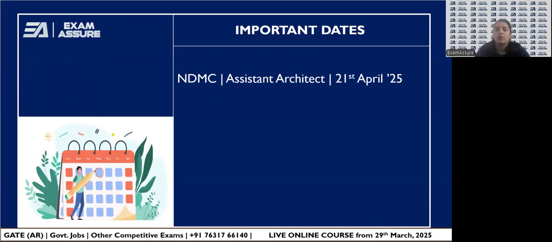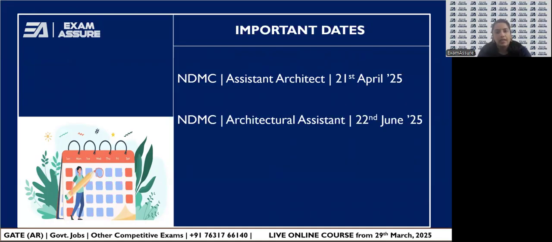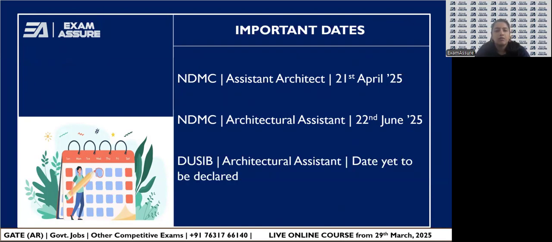First being for the post of Assistant Architect at NDMC, which would be conducted on 21st of April. Another examination that would be conducted is for the post of Architectural Assistant, again at NDMC, on the 22nd of June 2025. And the third one is for the post of Architectural Assistant, which would be conducted at the Delhi Urban Shelter Improvement Board, and the dates for the same have not yet been announced.